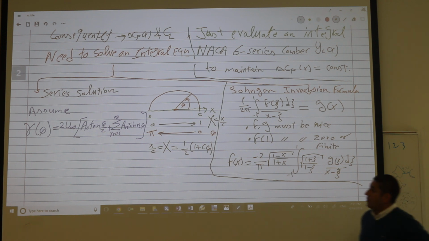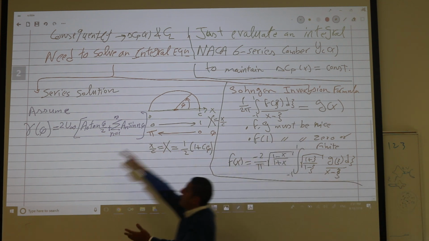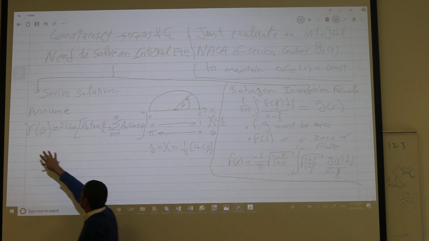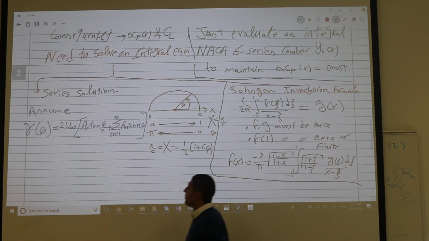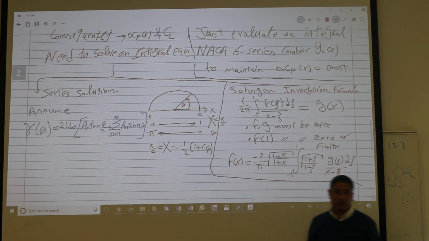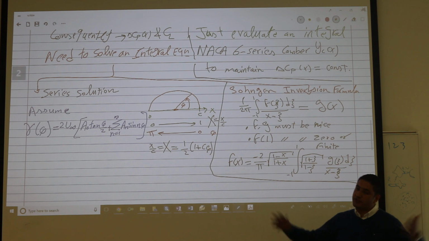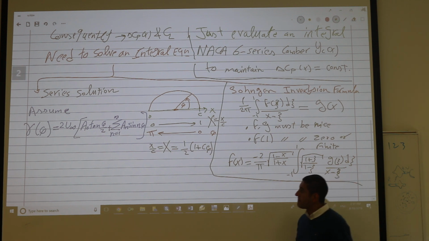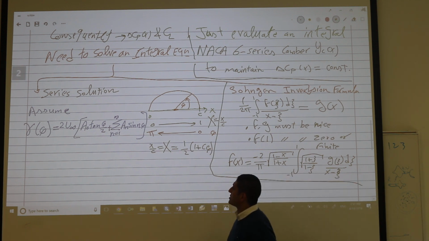So now, previously gamma was the unknown function. I assumed it to be of this form. Now what are the new unknowns that I introduced? A naught, a n. Exactly, the coefficients. So now I'm looking for the coefficients. If you get the coefficients, you're done.